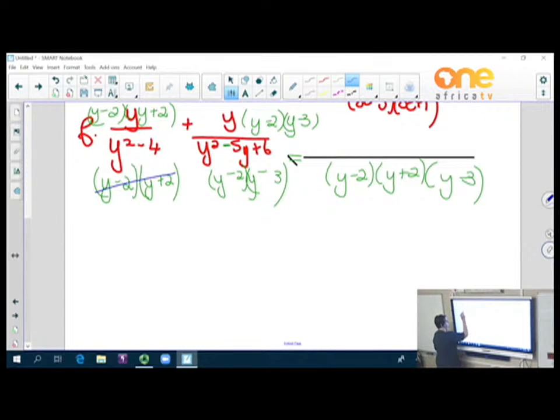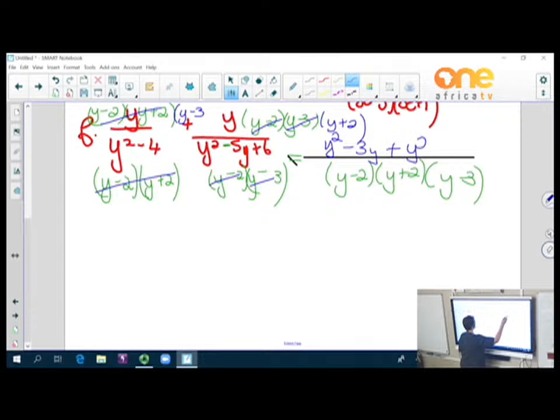So this 2 will cancel out. Then there remains a y. Sorry, no, y minus 2. Still, I need to multiply it here with y minus 3. So then it is y squared minus 3y. Sorry. Here I can cancel this. I can cancel here. But I still need to multiply with y plus 2. And now if I multiply this one, it is plus y squared plus 2y.